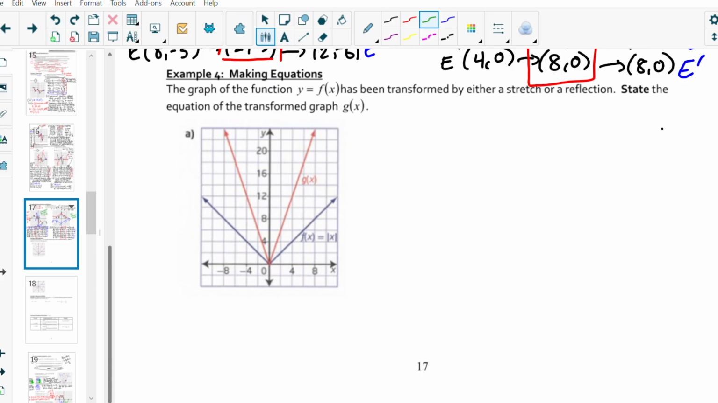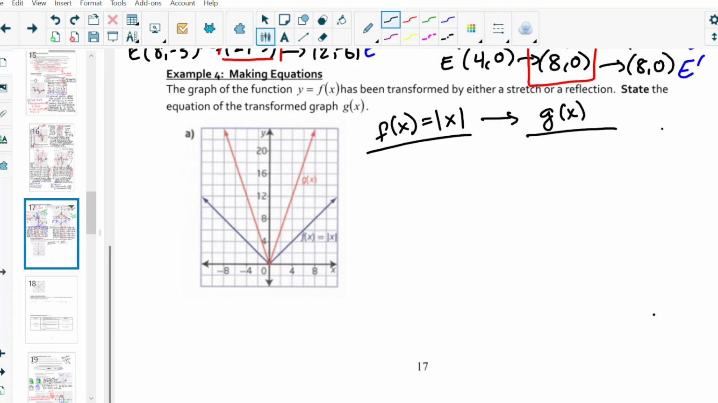Example 4, making equations. The graph of function y equals f of x has been transformed by either a stretch or reflection. State the equation of the transformed graph g of x. Okay, I'm going to check test points. So let's go f of x, and we know that's absolute value of x. And let's see what it transforms to when we go to g of x. And then we're going to need an equation eventually. So this is what I mean by test points.